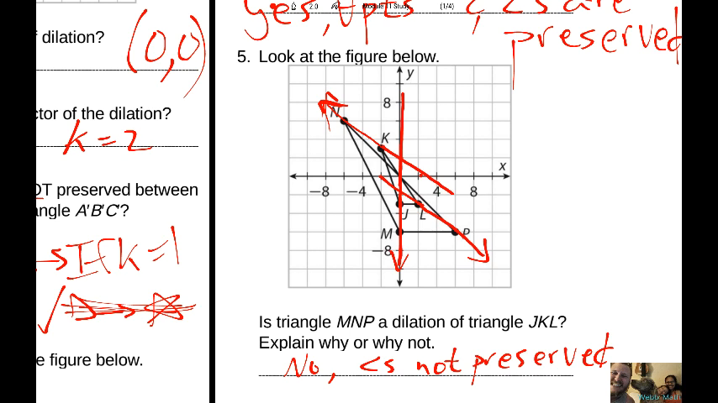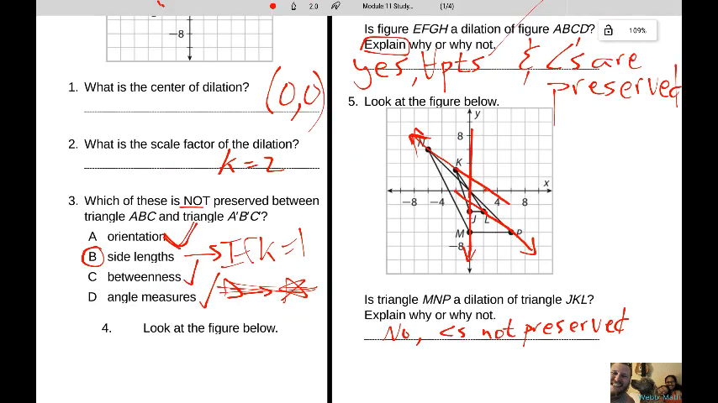So chances are they're probably not even sharing the same... if they're not sharing the same center of dilation, it's not technically a dilation. It's just like a stretch or a compression, something kind of distortive. All right, moving on.